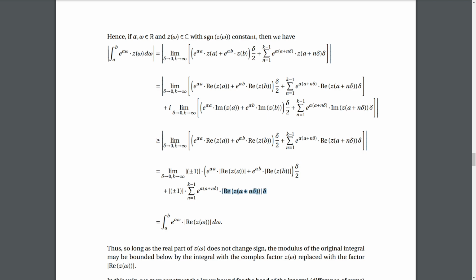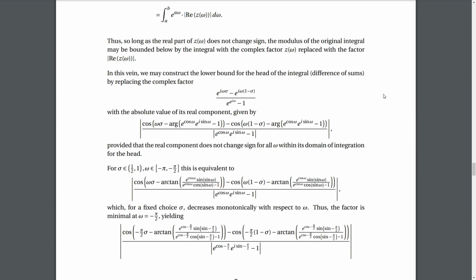And we can now restate our integral with the lower bound of this, right? So the integral from a to b, e to the alpha omega, times the absolute value of the real part of z of omega, d omega. Okay, so it's promising. It looks like we might be able to come up with some lower bound for this monstrosity. Okay, so if it doesn't change sign, the modulus of the original integral can be bounded below in those cases.